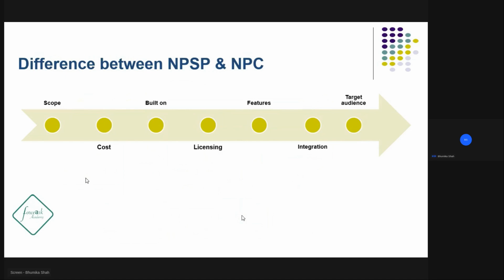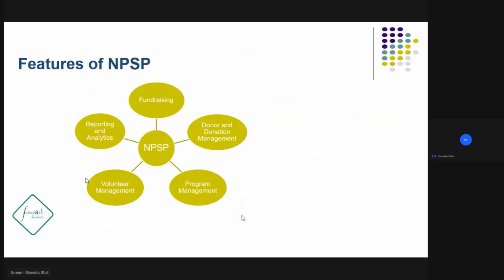Target audiences. NPSP is ideal for smaller nonprofits or those just starting with Salesforce, focusing on fundraising and donor management, whereas Nonprofit Cloud is suitable for nonprofits of all sizes looking for a complete solution to manage their operations, fundraising, programs, and events, etc.